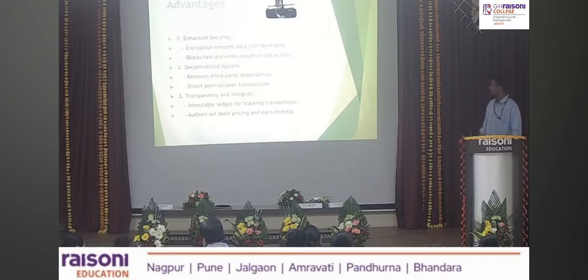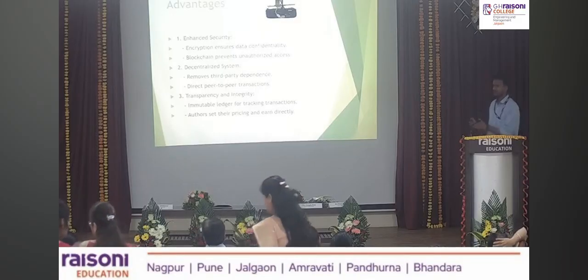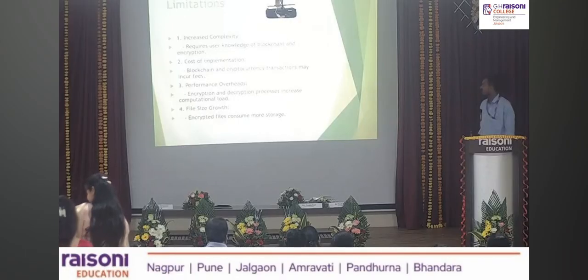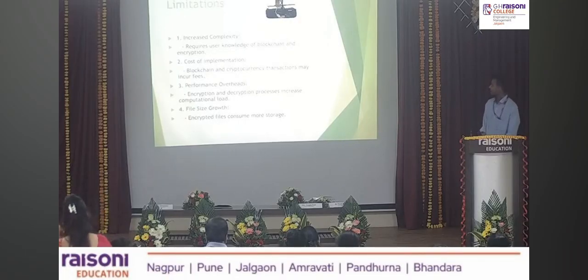The third one is transparency and integrity. An immutable ledger tracks transactions, and authors can set pricing and earn directly from these transactions. What about the limitations? Increased complexity: it requires user knowledge of blockchain and encryption. Users are required to learn the specific way of using blockchain and the encrypted file. The cost of implementation is high.